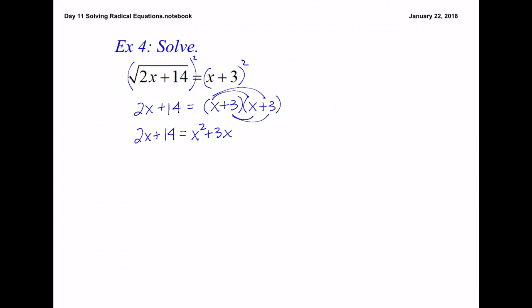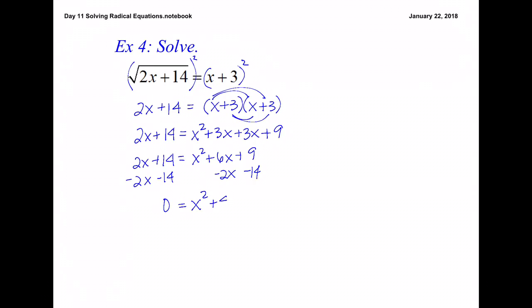Everything in your first parenthesis to your second. When we combine our like terms, we get x squared plus 6x plus 9. I'm going to subtract my 2x. The inverse of a positive 14 is a negative 14. So I'm left with 0 is equal to x squared plus 4x minus 5. I then can use the quadratic formula, or I know this is factorable.